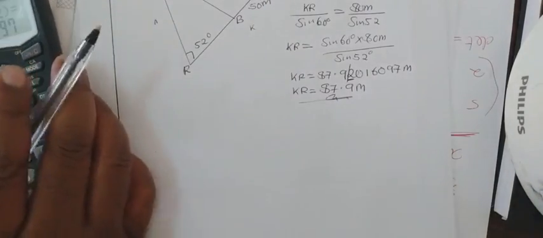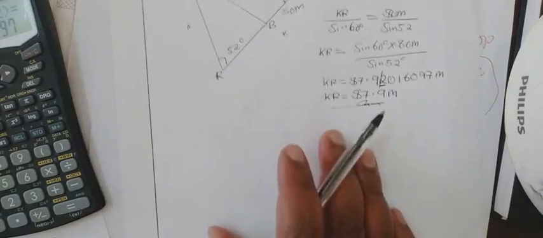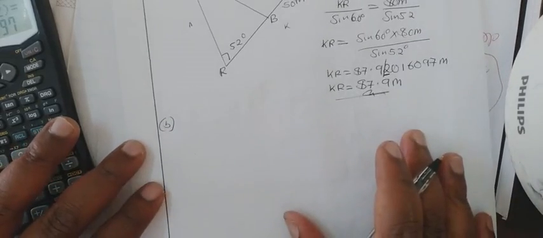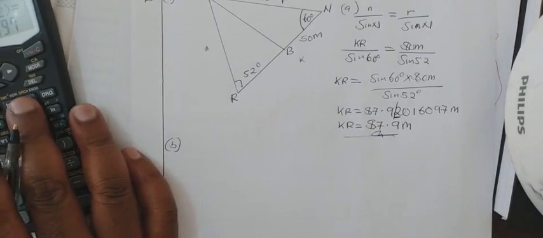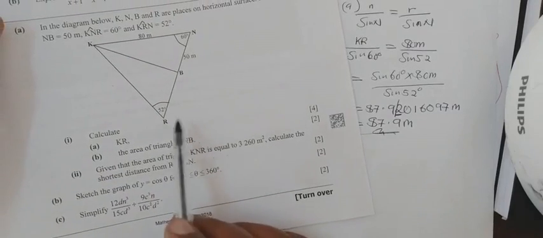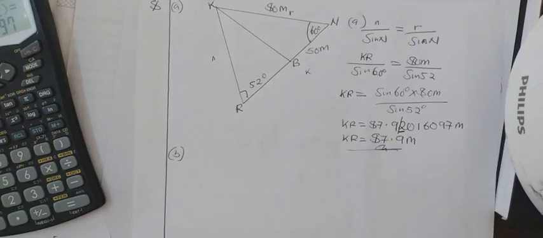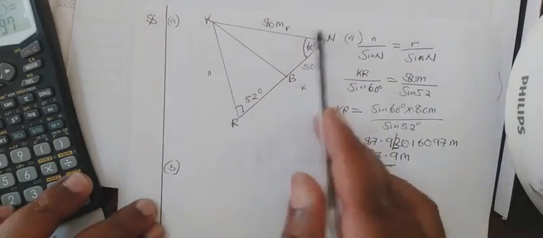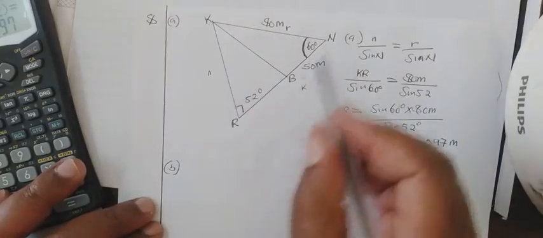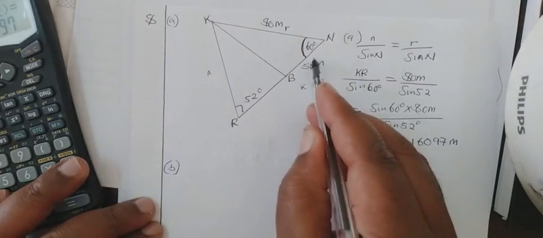Okay. Then we go to B. Allow me to write B here. What is B? Calculate the area of triangle KNB. KNB, alright? This one, KNB. So we are using this angle, right? This smaller triangle. So you have 80 here, and this side is what? 50. Here it is 60.